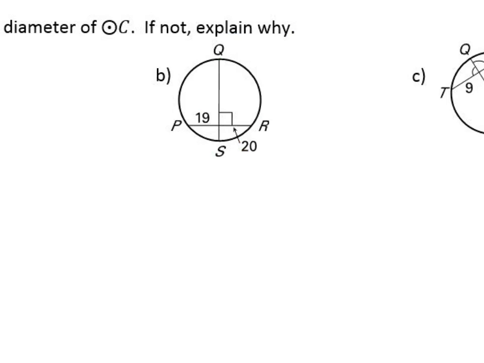Next problem, same question. Is QS the diameter? Does it pass through the center of my circle? Well, I noticed right away that it is perpendicular to chord PR. Now, the other thing that needs to be true is that it must bisect chord PR. Well, if you notice, the left side is 19 while the right side is 20. So they are actually not congruent. So in this case, the answer is no for that reason.